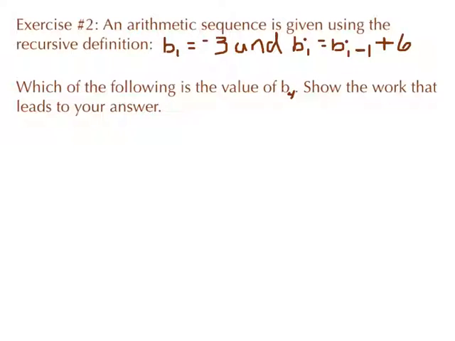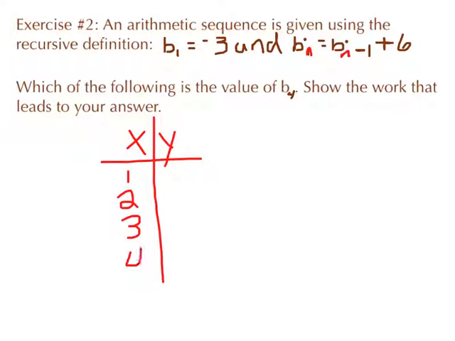An arithmetic sequence is given using the recursive definition. B sub 1 equals negative 3, and B sub i equals B sub i minus 1 plus 6. This i is no different than saying B sub n, so don't get confused. Right away, what I do, and you know how to do, this is review from the night before, write down my terms. It says that we're looking for the value of B sub 4. So B sub 1 is negative 3. Now I just go ahead and plug in my recursive formula and do it as many times as it takes to get to B sub 4.